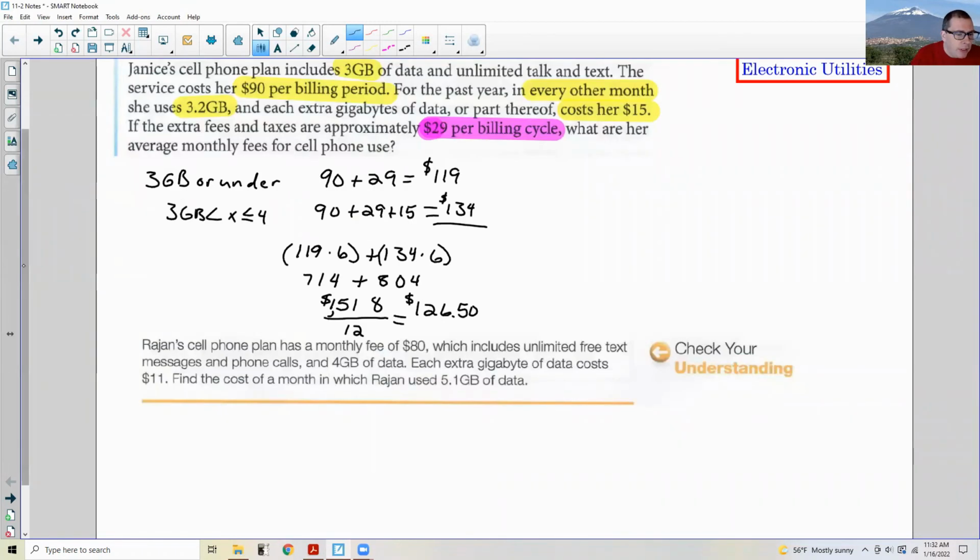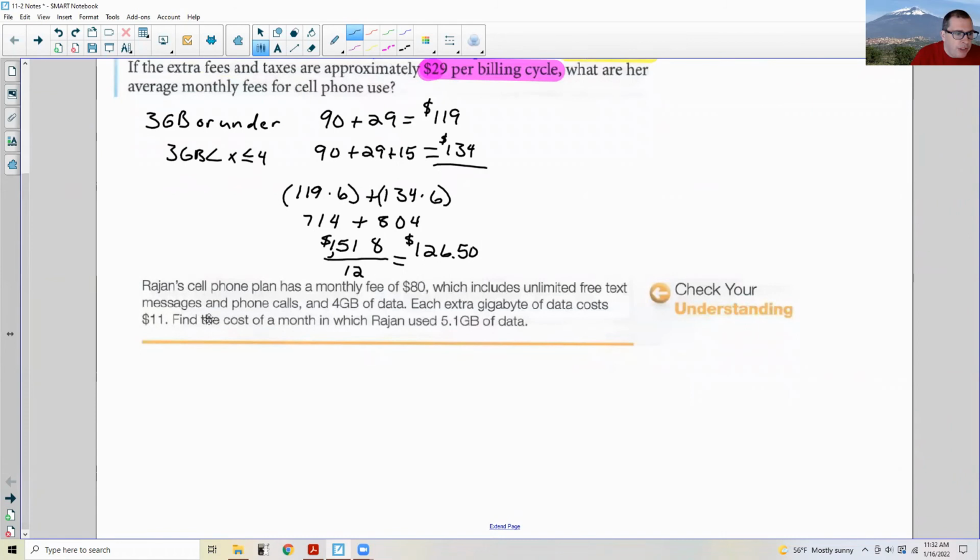Okay, now it's the check your understanding, and it says Ray-Jean's cell phone plan has a monthly fee of $80. Okay, let me get my highlighter. Monthly fee of $80, which includes unlimited free text messages and phone calls and 4 gigs of data. Each extra gigabyte of data costs $11. Find the cost of a month in which Ray-Jean uses 5.1 gigabytes.